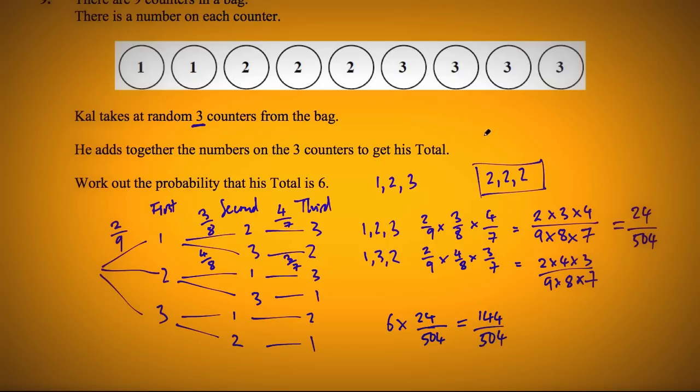First one would be a probability of 3 in 9, followed by a probability of 2 in 8, followed by a probability of 1 in 7. So the probability of getting 2, 2, 2 is 3/9 times 2/8 times 1/7, which is 1 in 84 chance of getting 2, 2, 2.